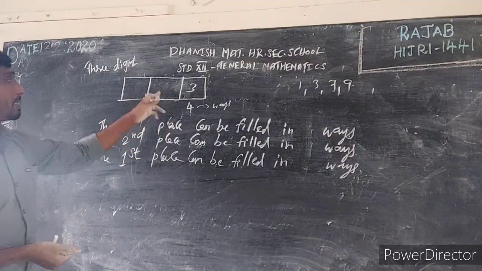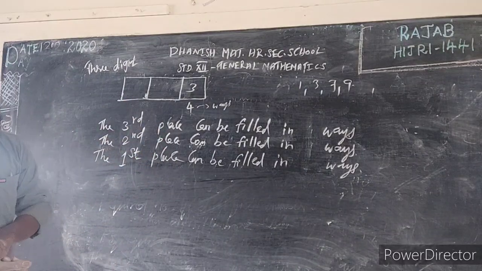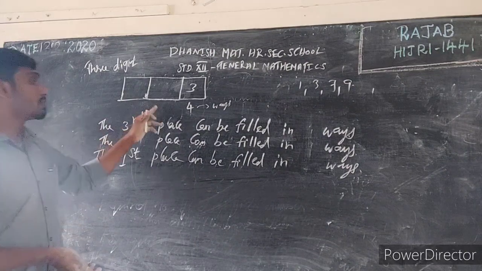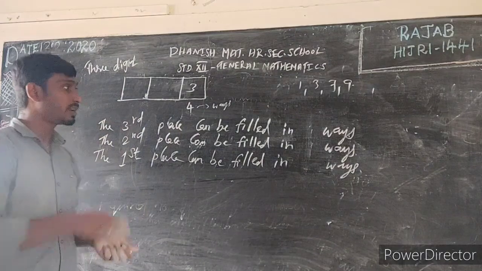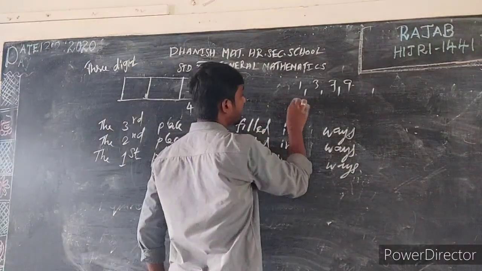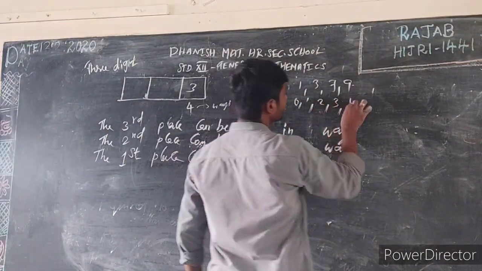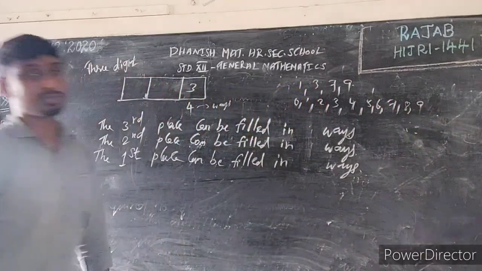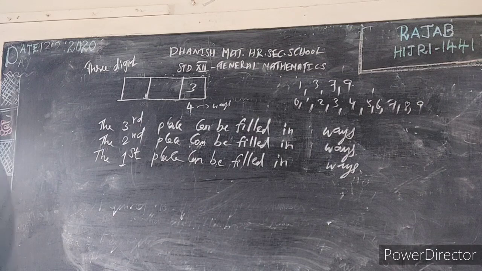Then comes into second place. What is the remaining values here? So second place will include 0: 0, 1, 2, 3, 4, 5, 6, 7, 8, 9 here. So second place will be including 0.